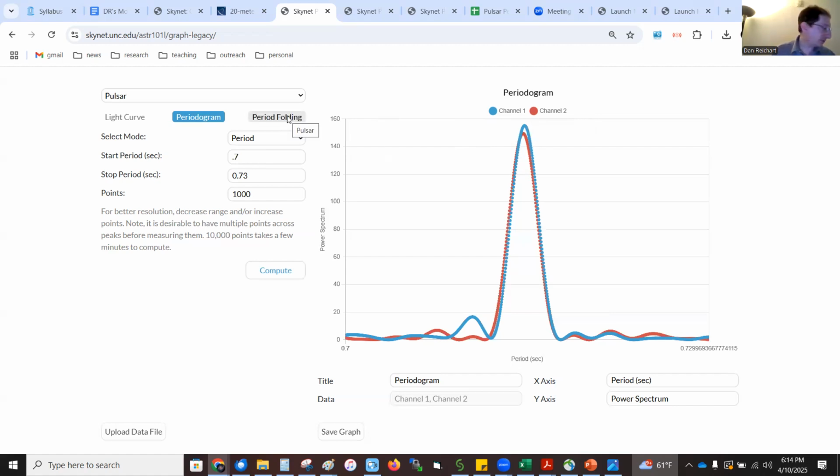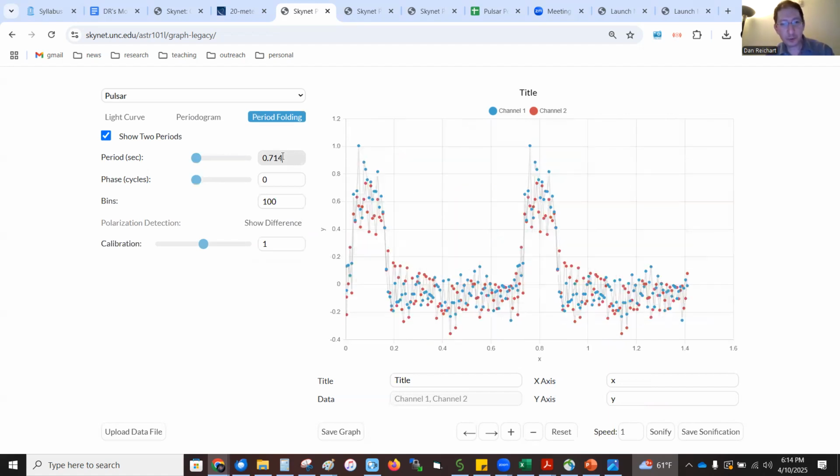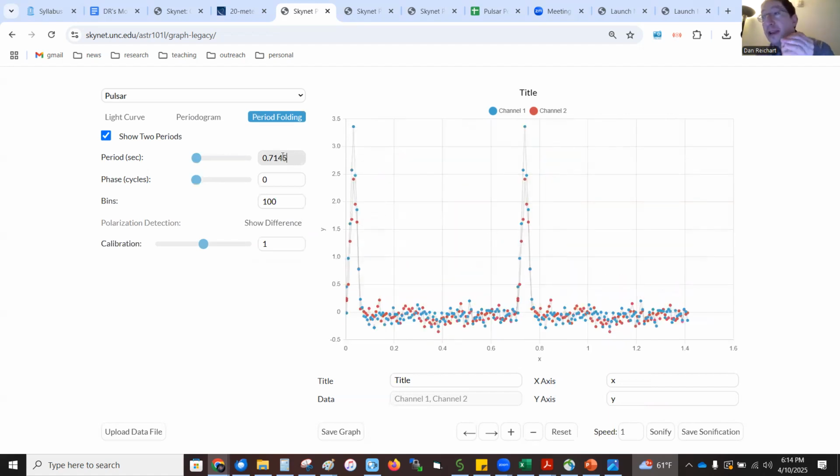So once we do this, we go to period folding. And the period here, we're going to enter that in, 0.7145. What it's doing is taking the data set and chopping it up into pieces that are 0.7145 seconds long, piece after piece after piece. Then it translates each piece on top of the first one and averages them. And this will beat down the noise. The noise will cancel when you average, but the signal stays there and gets better defined.